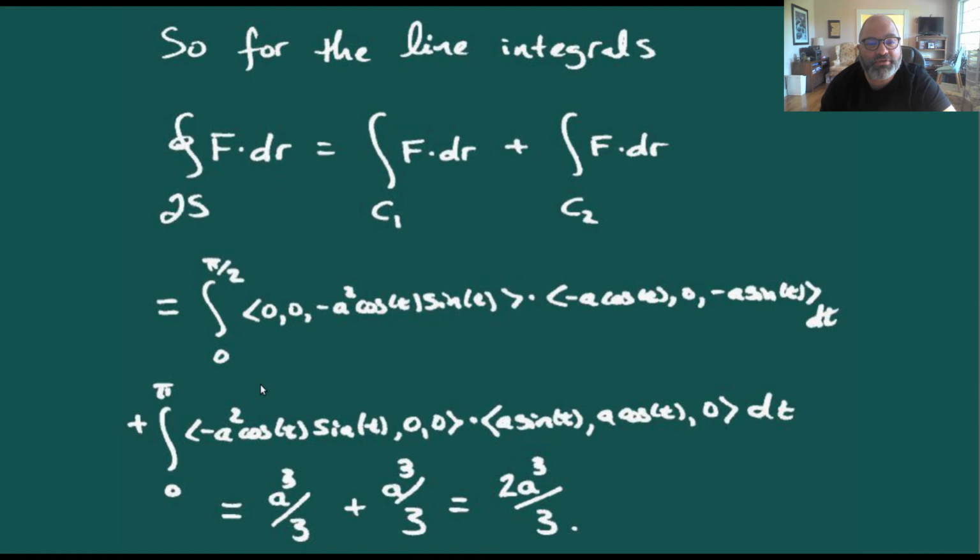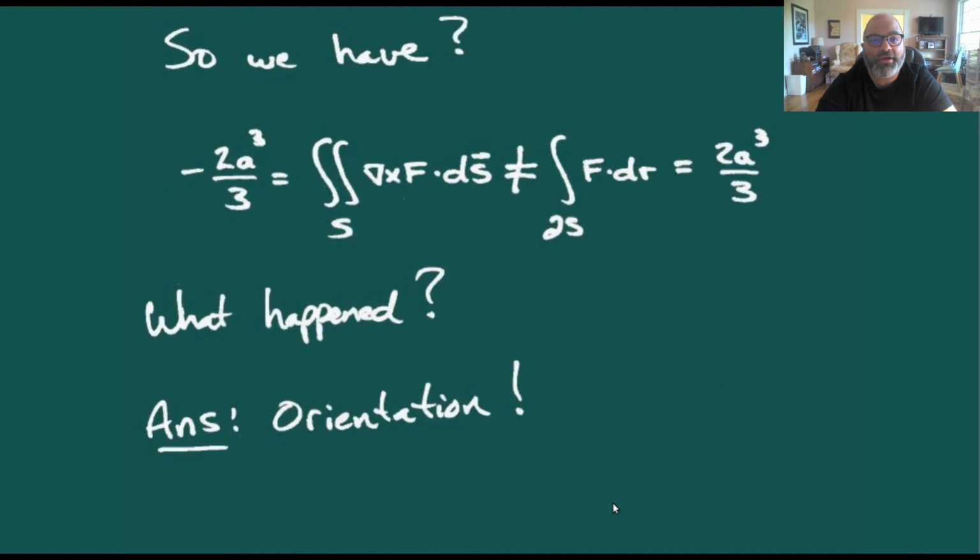And so what happens if we plug these in, evaluate that dot product, and perform the integration, then we get an a cubed over 3 for the first one plus an a cubed over 3 for the second one. So we get a value of 2a cubed over 3. And everything looks great and wonderful, right?